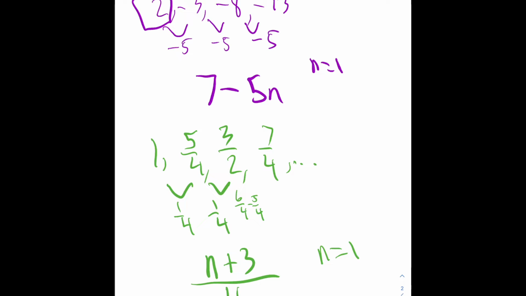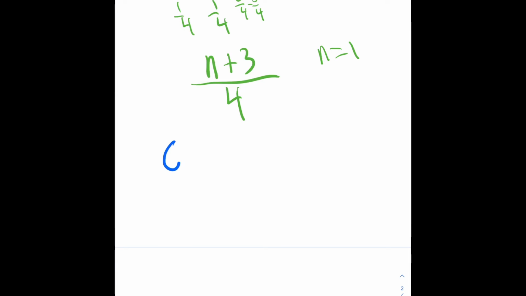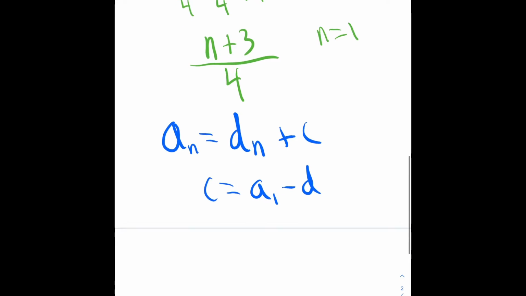So there is an equation to help you find the nth term of a sequence. Our basic formula is a sub n equals dn plus c, where d is my common difference. And c equals my first term minus my common difference.